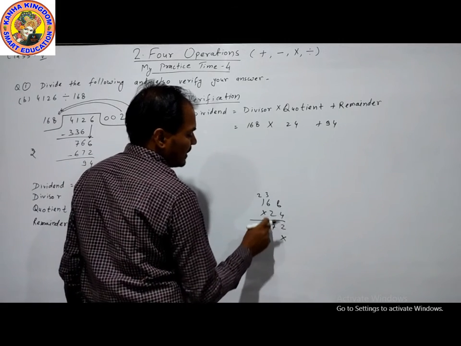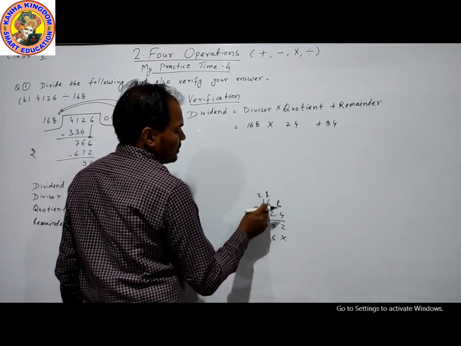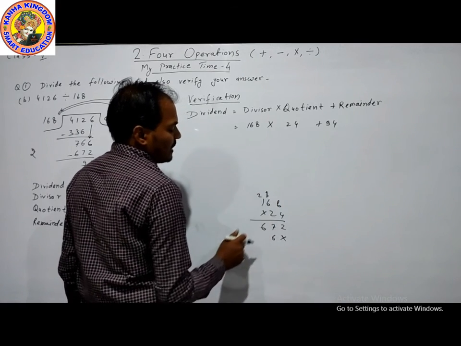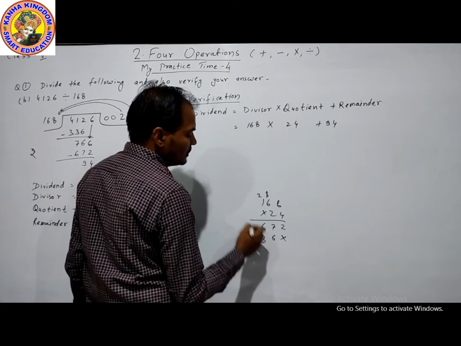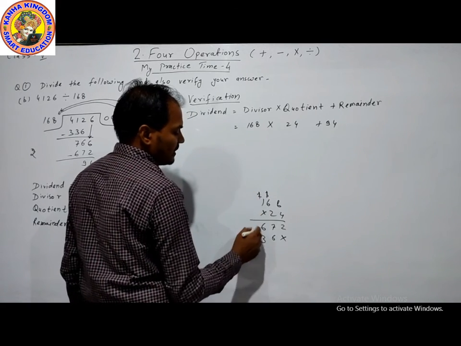Now we will multiply by 2. 2 into 8, 16. 2 into 6, 12. 12 plus 1, 13. 2 into 2, 2 plus 1, 3.